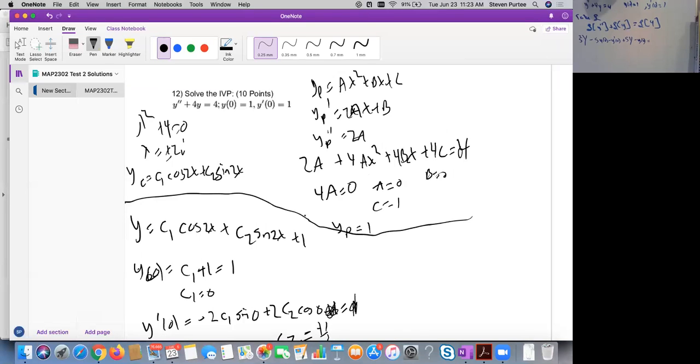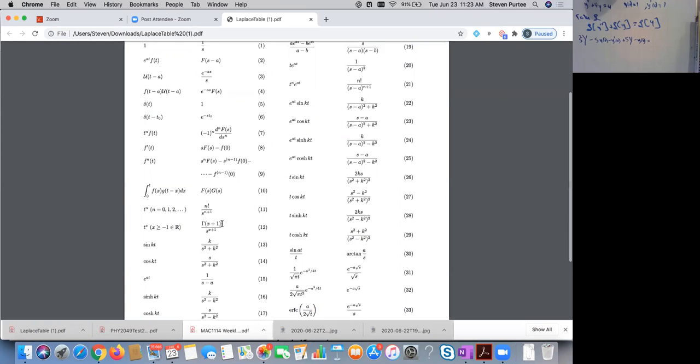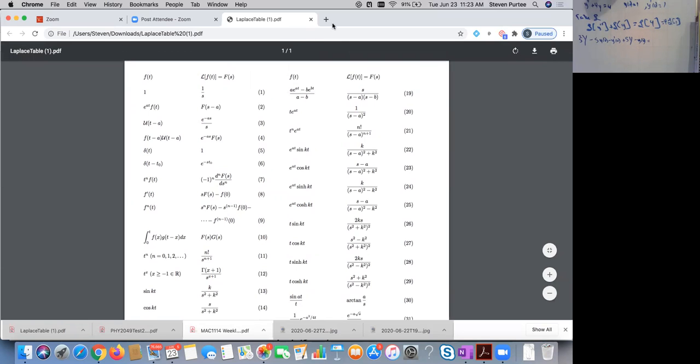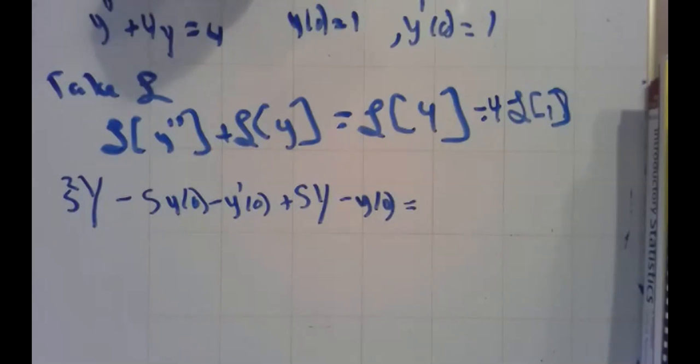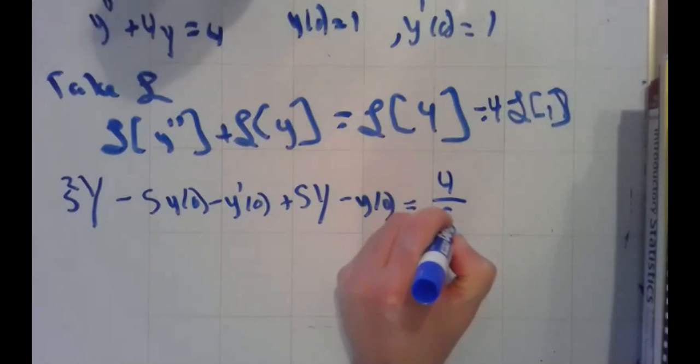So we have to look at our chart. The Laplace transform of a constant 1 is 1 over s. So don't think too much about the 4. That's really 4 times the Laplace transform of 1. The Laplace transform of 1 is 1 over s, so 4 over s.